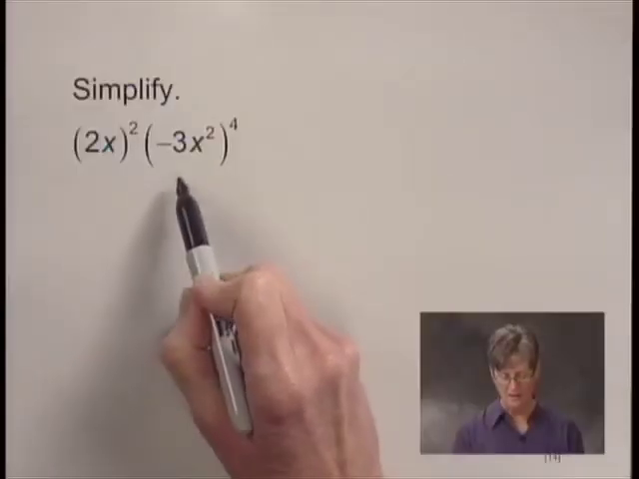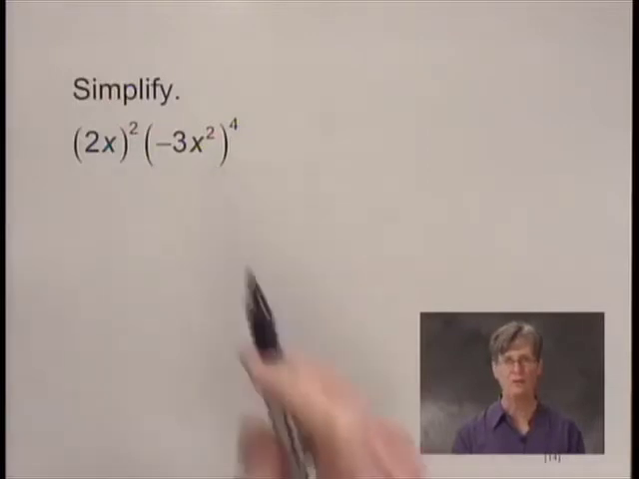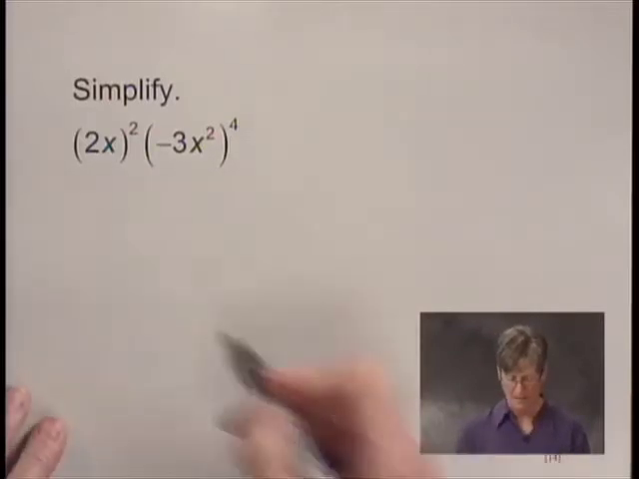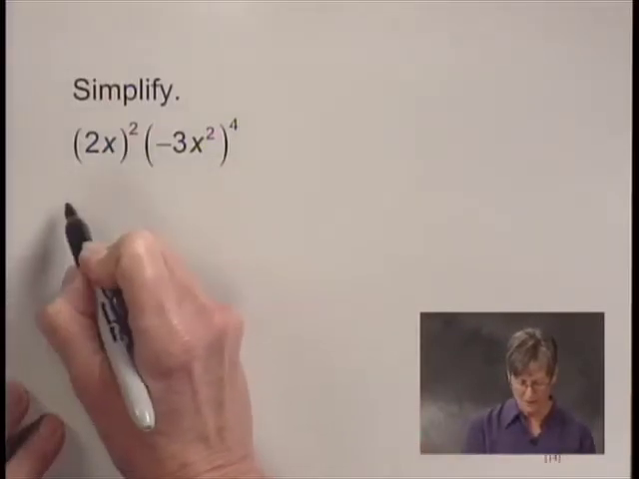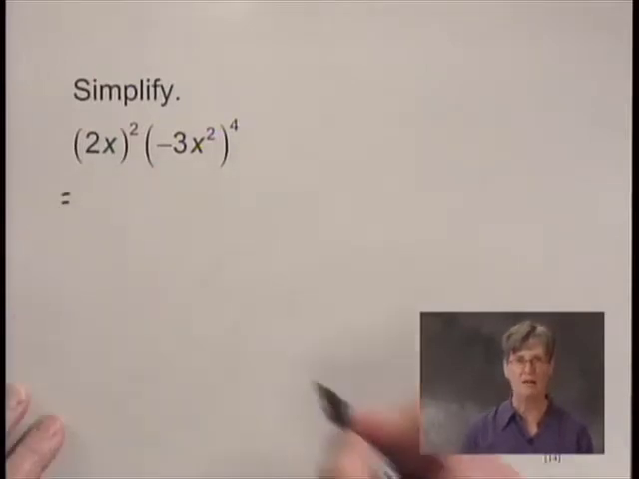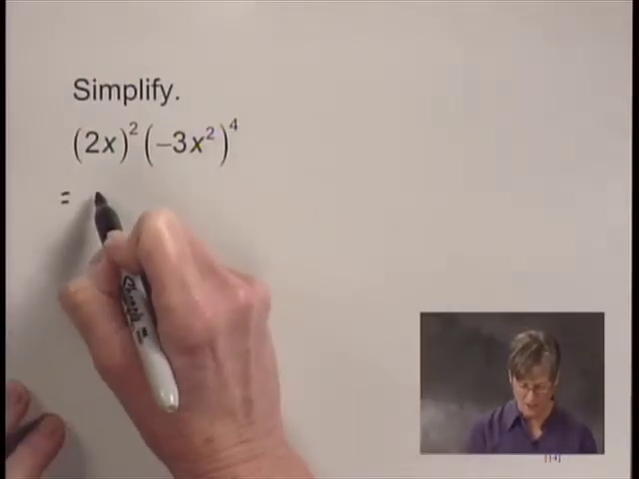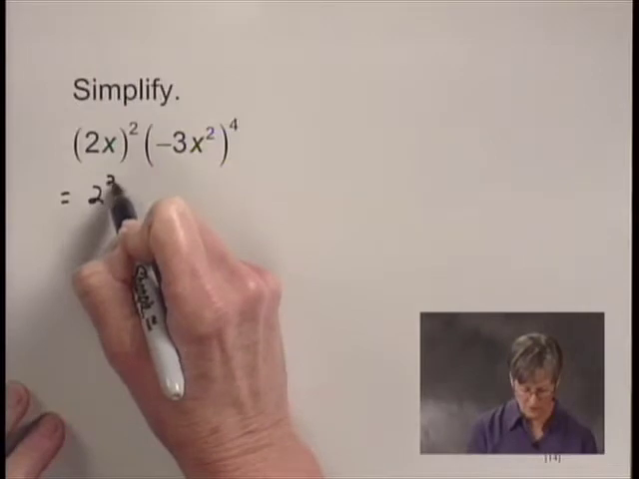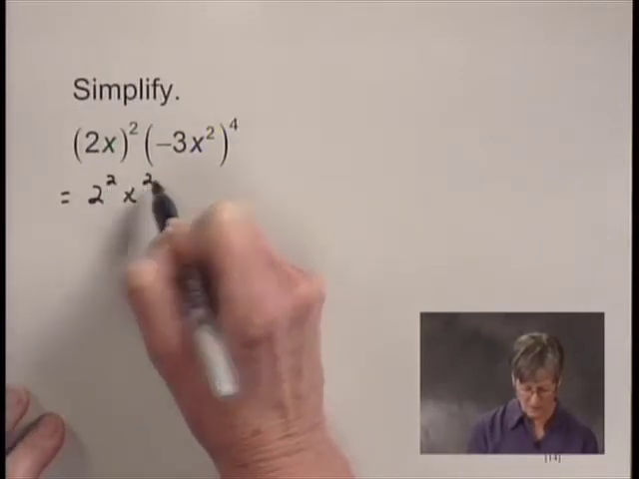We'll simplify the expression (2x²)(−3x²)⁴. Now let's look first at 2x². This is a product raised to a power, so I raise each factor to that power. So I'll have 2² times x².